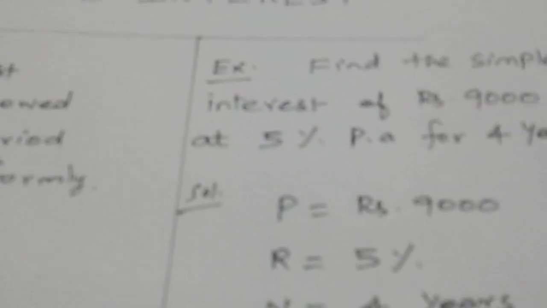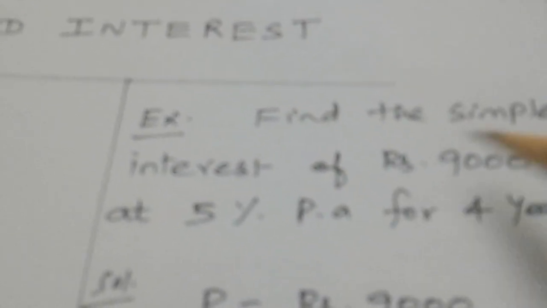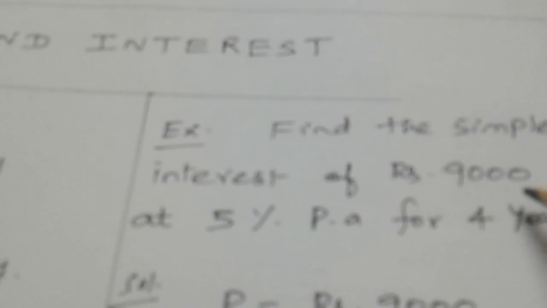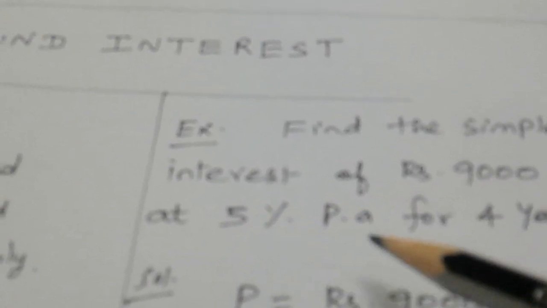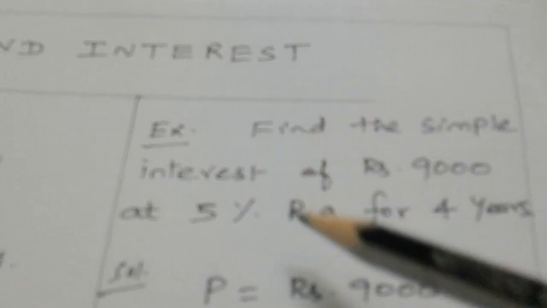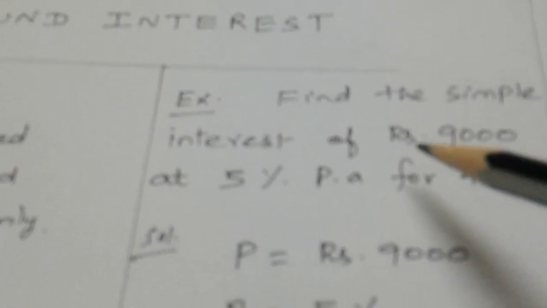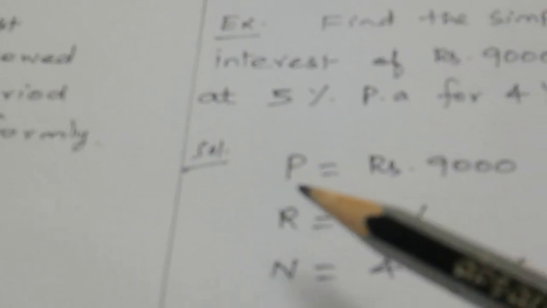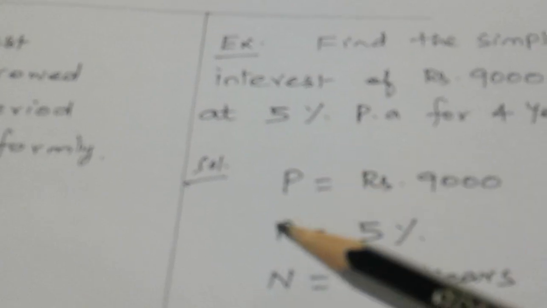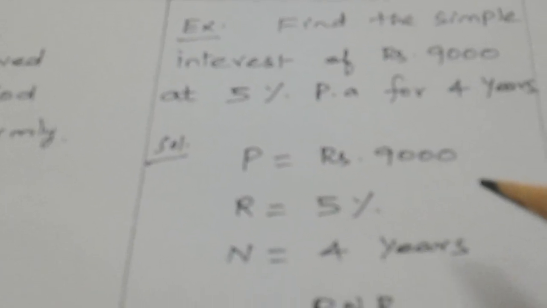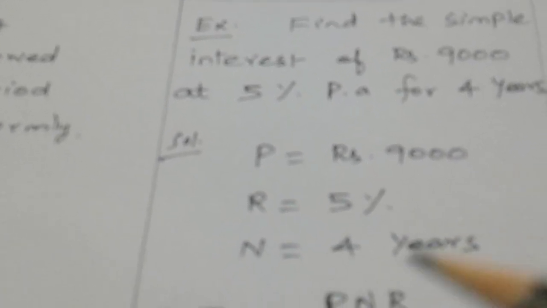Now let us see an example. Find the simple interest on rupees 9,000 at 5% per annum for 4 years. So how do we calculate the simple interest from the given example? The solution: given principal P is rupees 9,000, rate of interest R is 5% per annum, and the period N is 4 years.